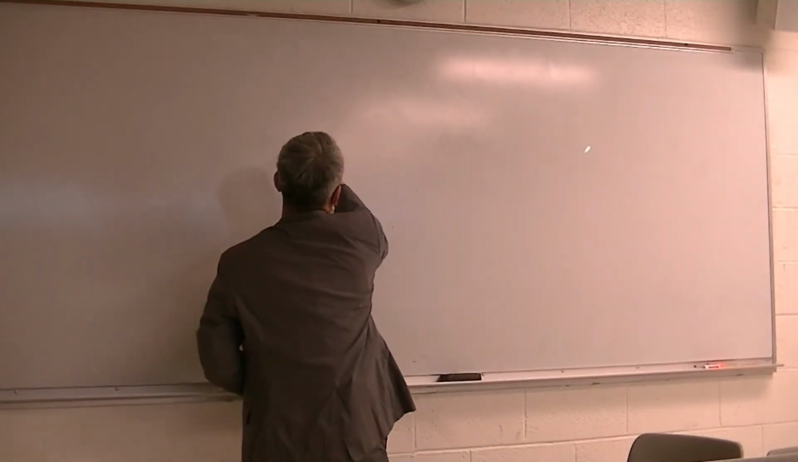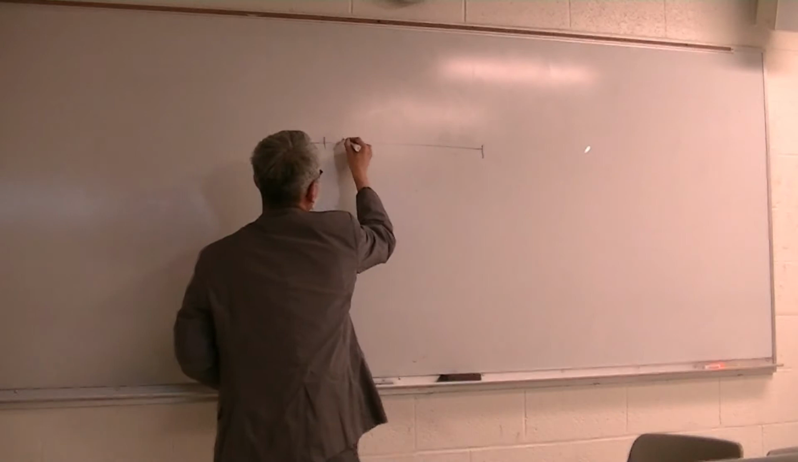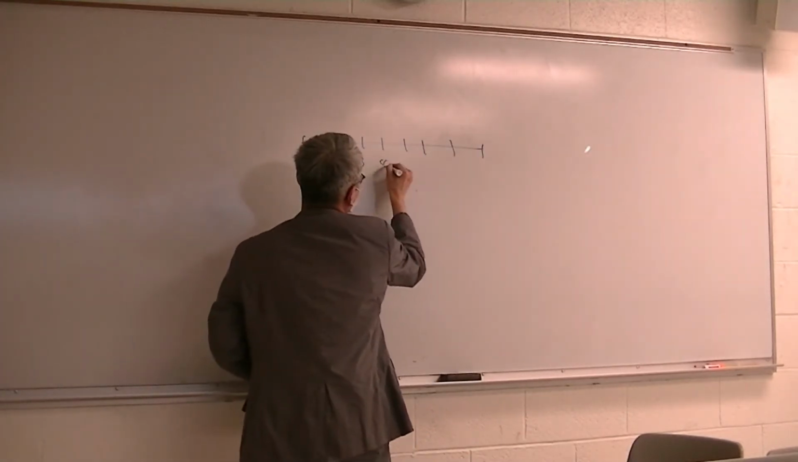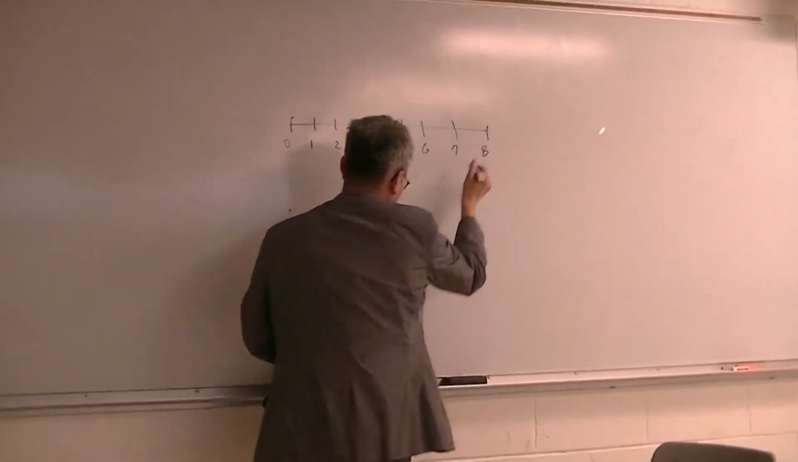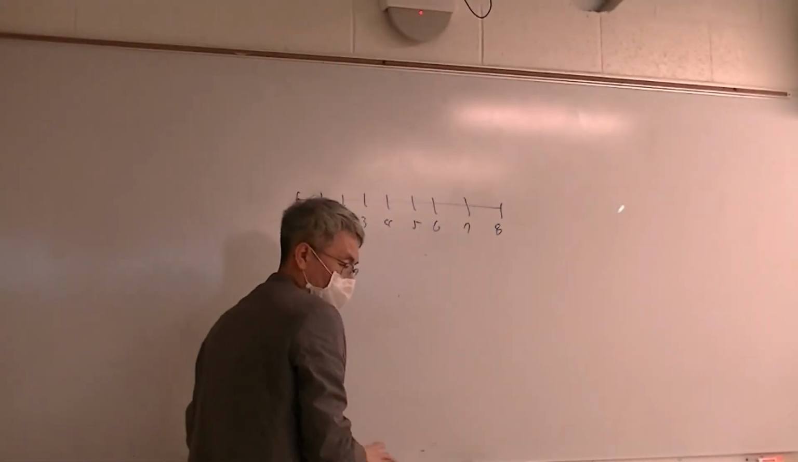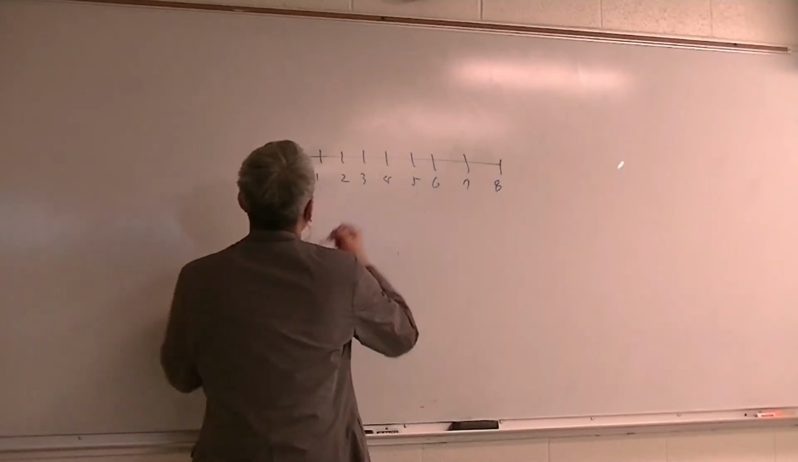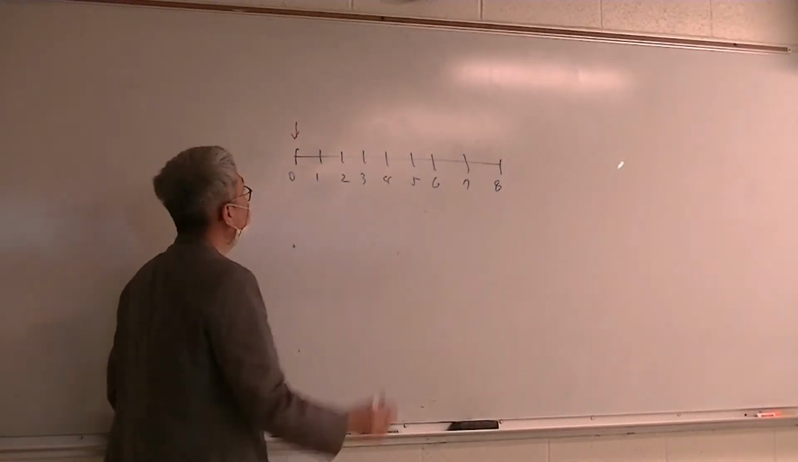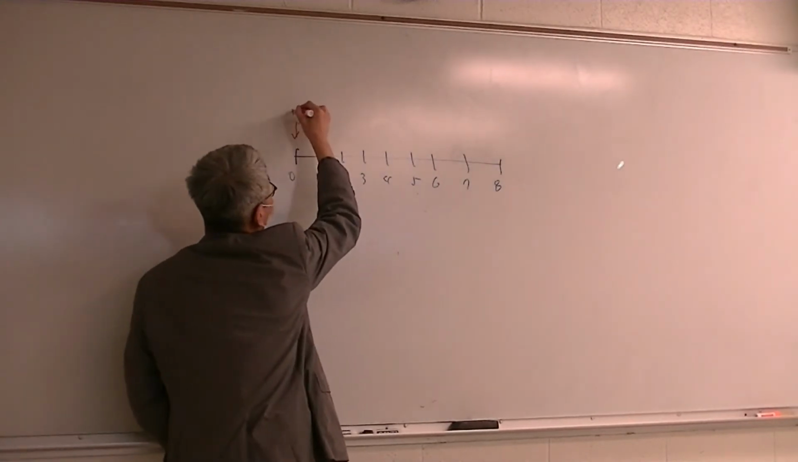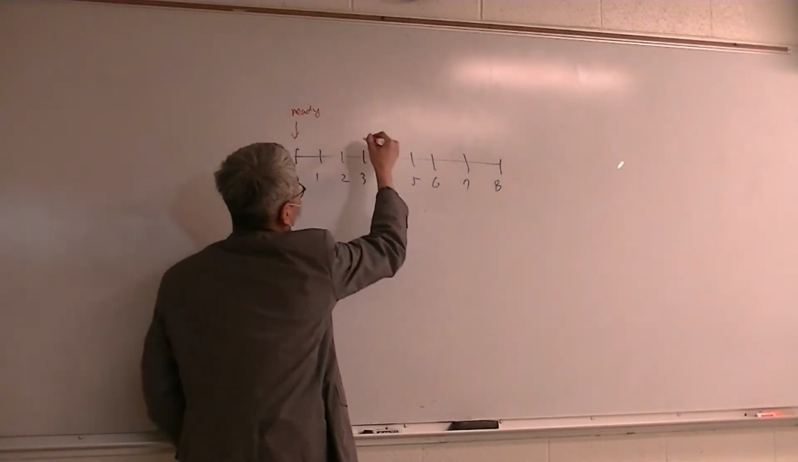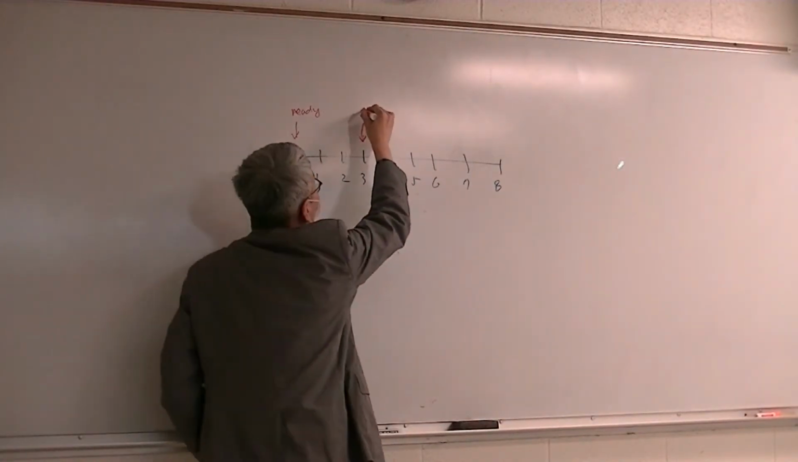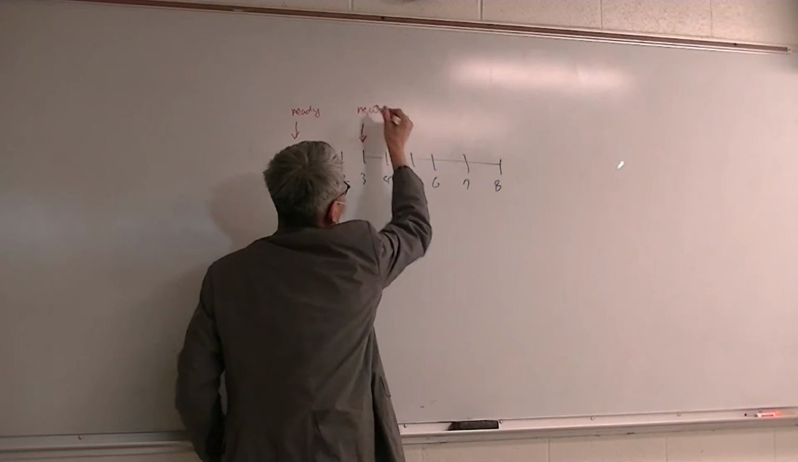First, this is a timeline: 0, 1, 2, 3, 4, 5, 6, 7, 8. This is the time. If a process enters here, right now it's in the ready queue. Then at time 3 it is selected. Okay? So it's a new state.